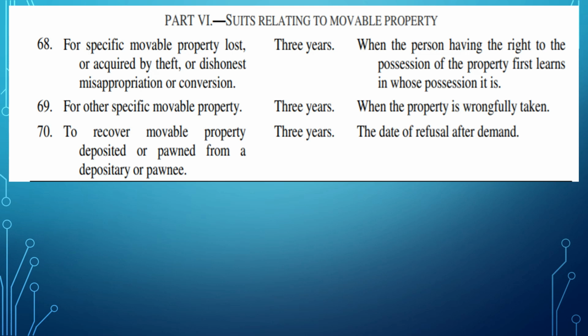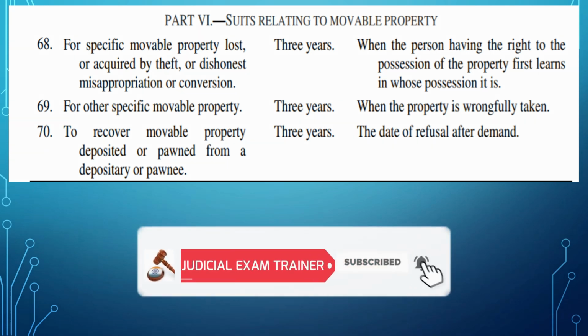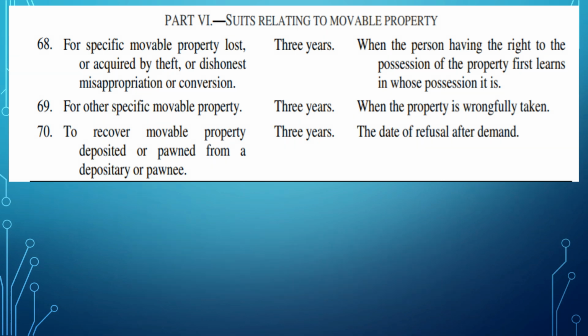For a specific movable property which is lost or acquired by theft or dishonest misappropriation or conversion, in these cases, if somebody has to file a case, they have to file within 3 years, when the person having the right to possession of the property first learns in whose possession it is. I come to know that it is in possession of some person who doesn't have the right to have it, or acquired it by theft. Then from the day I come to know that, the limitation starts. And for other specific movable property, it will be 3 years when the property is wrongfully taken.